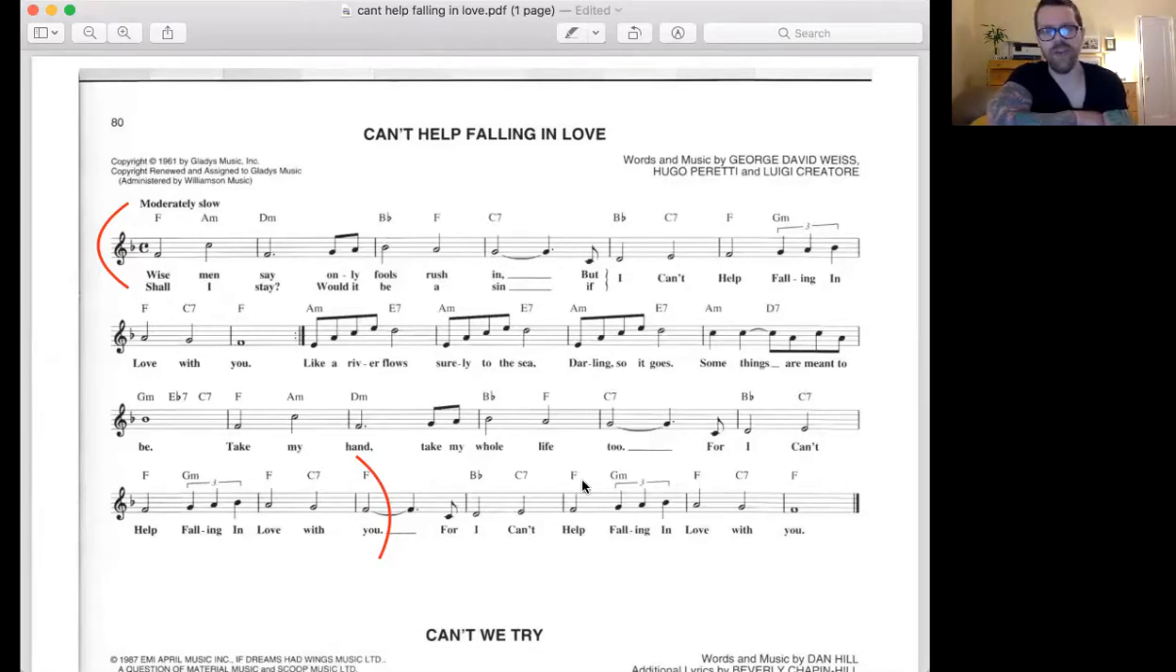I cut off this tag at the end, which is just a repetition. What you're not going to do is take the repeat. So essentially you have a verse, then a bridge, and then that verse again. So kind of an ABA structure.